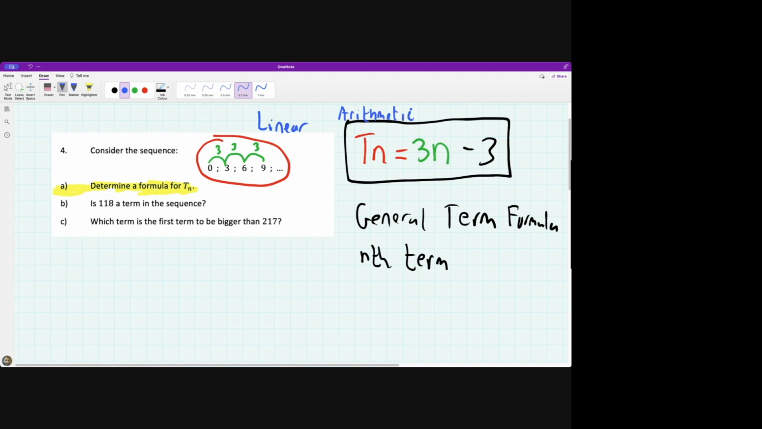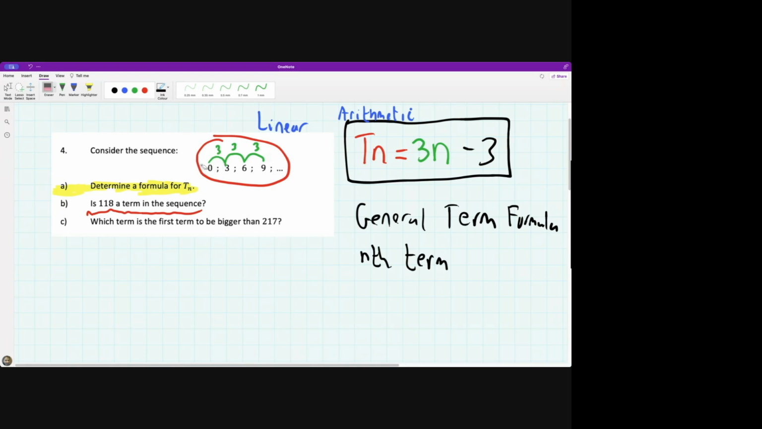All right. Now, a harder question is this. Is 118 a term in the sequence? So is there a point at which somewhere down the line, this number pattern gets to 118? And how would we check that? I would love a student to tell me with their voice what technique they would use to check. We've never done a question like this. So we've got our general term formula. Is 118 in this number sequence?